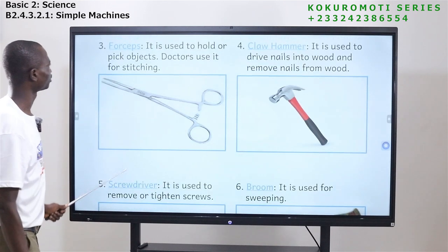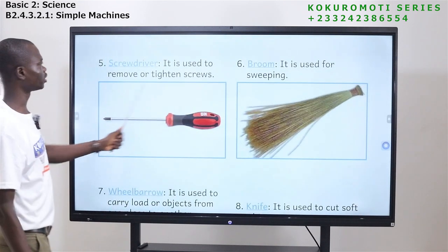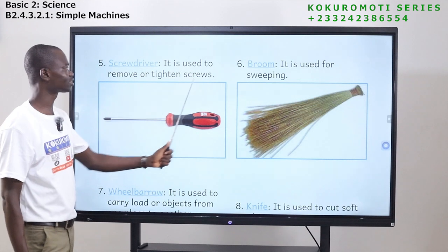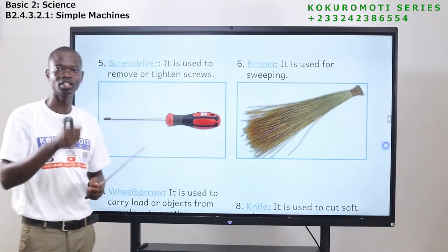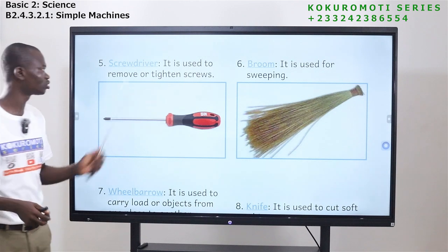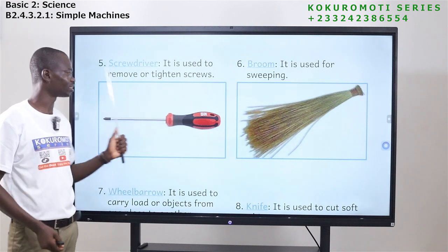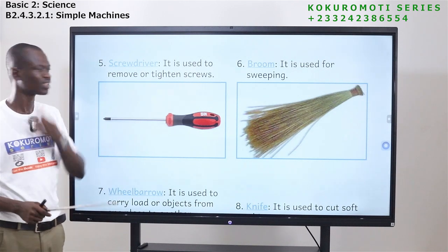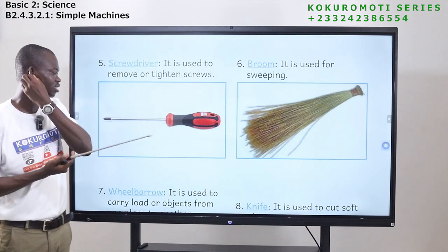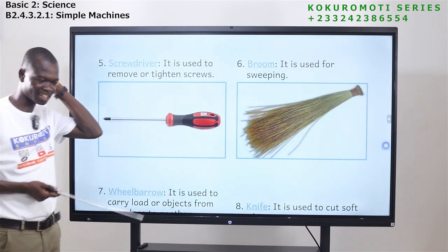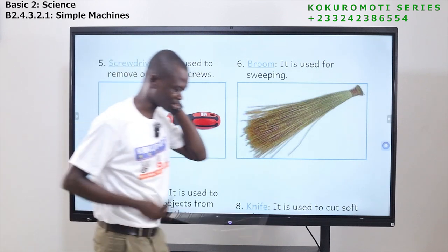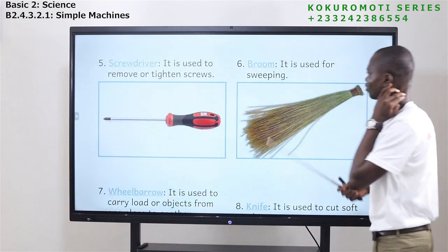The next one is screwdriver. It is used to remove or tighten screws. You see the machines that we use, they have screws. If you want to remove the screw, you use a screwdriver. If you want to tighten it, it is the screwdriver that you use. We use it to drive screw, remove screw. That is why they call it screwdriver.